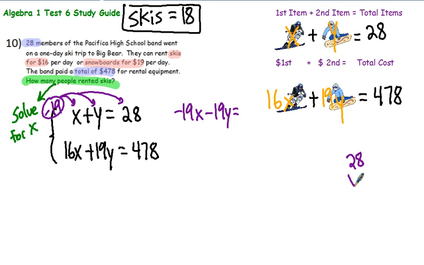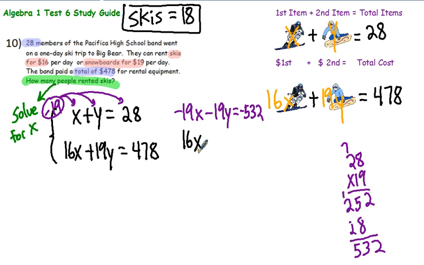So 28 times 19, I'll come over here with it. We've got a 2. 18 plus 7 would be 25. 1 times 8 would be 8. 1 times 2 would be 2. Let's add all that up. So that would be 13. Carry the 1. So you get 532. Okay, so what we end up with there is a negative 532. And now the bottom equation stays the same: 16x plus 19y equals 478.